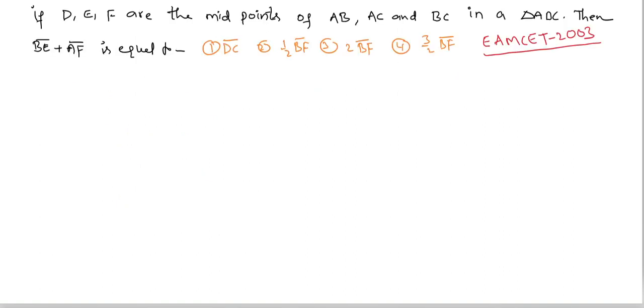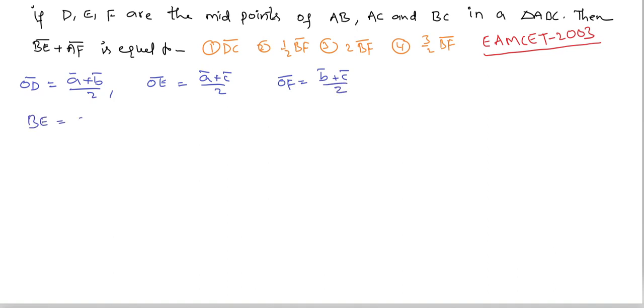If D, E, F are the midpoints of the sides AB, AC and BC in a triangle ABC, then BE bar plus AF bar is equal to dash. MSET 2003 question. Here D bar is the midpoint of AB bar, that means OD bar is equal to A bar plus B bar by 2, and OE bar is the midpoint of AC bar, is A bar plus C bar by 2. F is the midpoint of BC, that is F bar is equal to B bar plus C bar by 2. Now we find the value of BE bar.